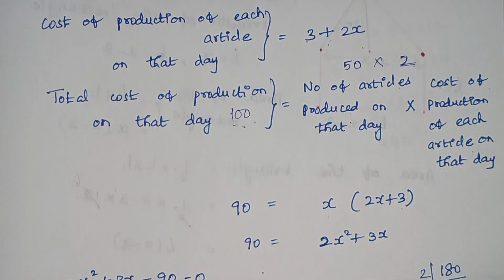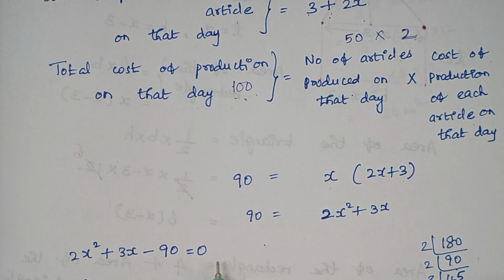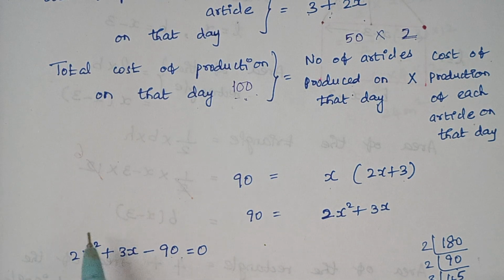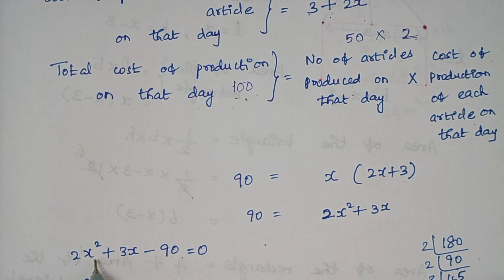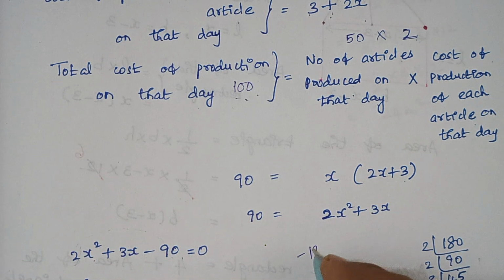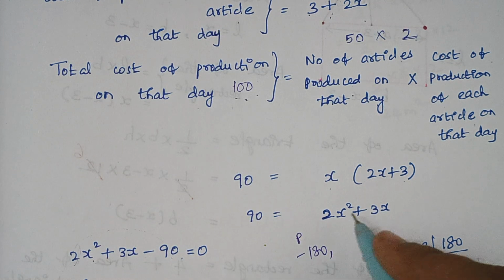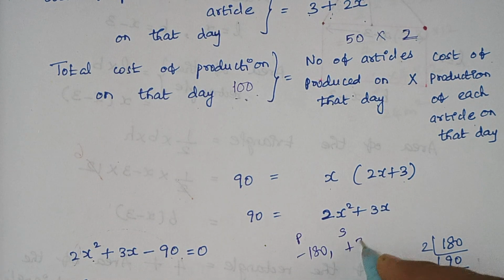Now when you rearrange, we have 2X square plus 3X. I am moving this plus 90 to the right hand side so that it becomes minus 90. So again, you see this is a quadratic equation, but it has a coefficient of X square. So when you multiply, minus 90 into 2 will give you minus 180. And here you have to find numbers such that their product is minus 180 and their sum is plus 3.